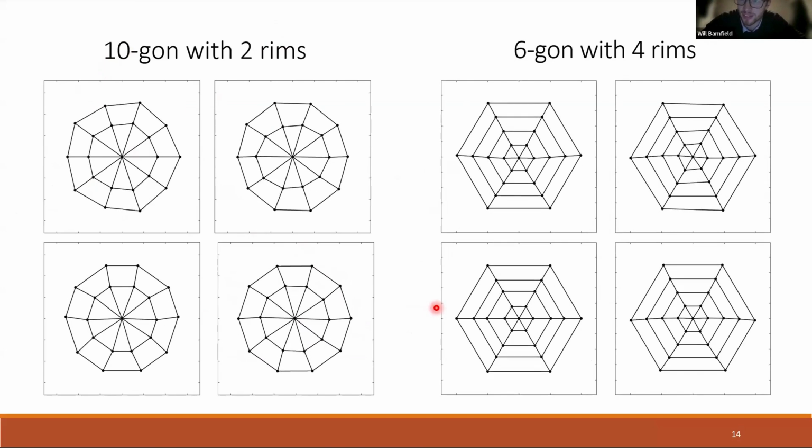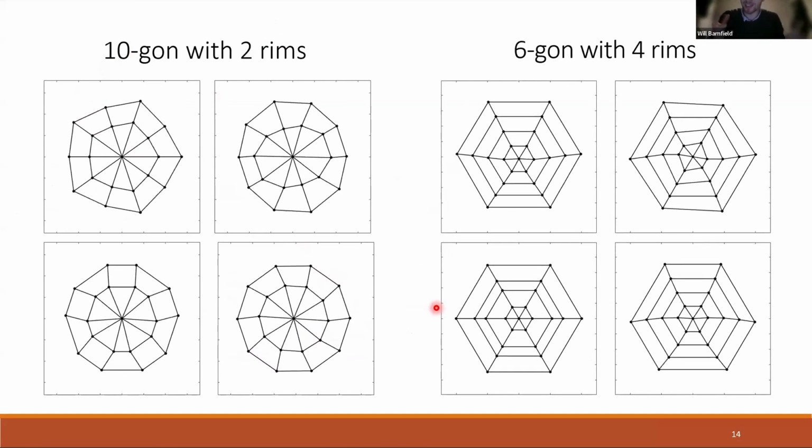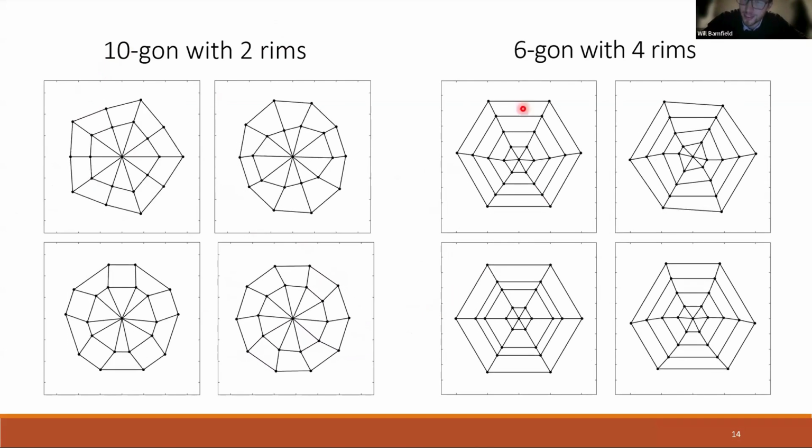And for one more example, here's the 6-gon with 4 rims. I think this looks kind of like a spider web, and this one almost looks 3-dimensional. We have this breathing mode again. I think these are quite nice.